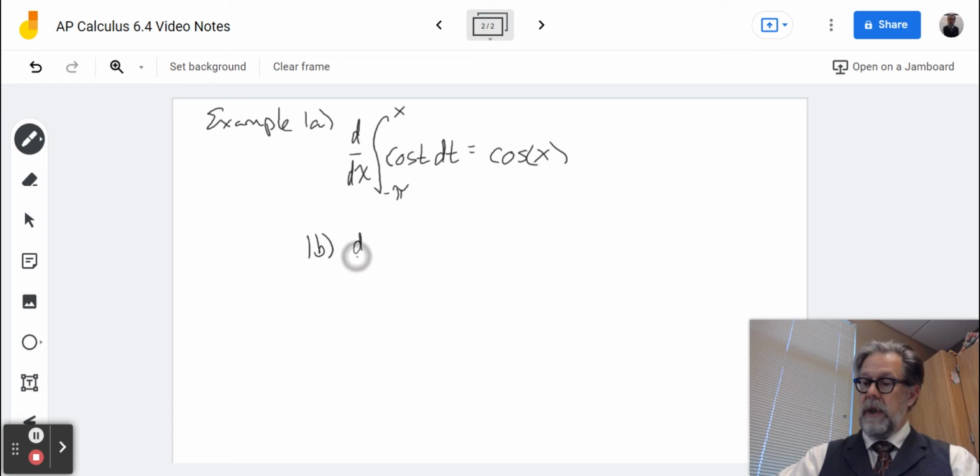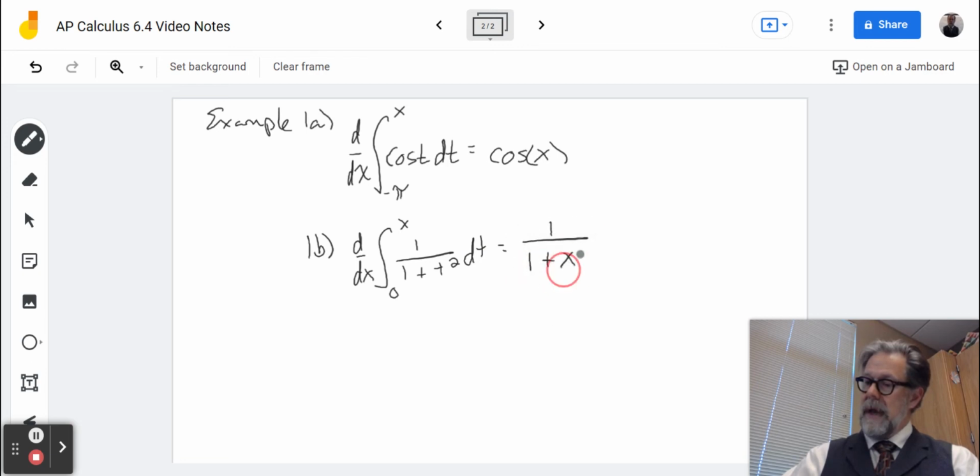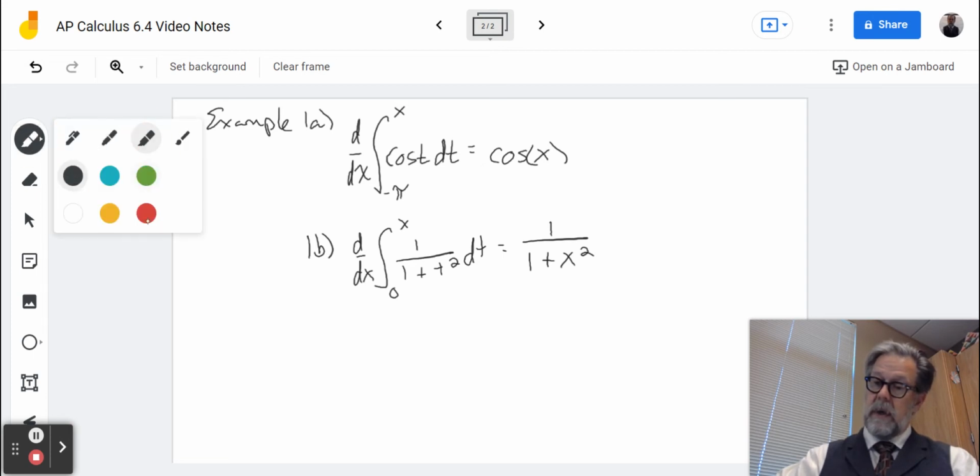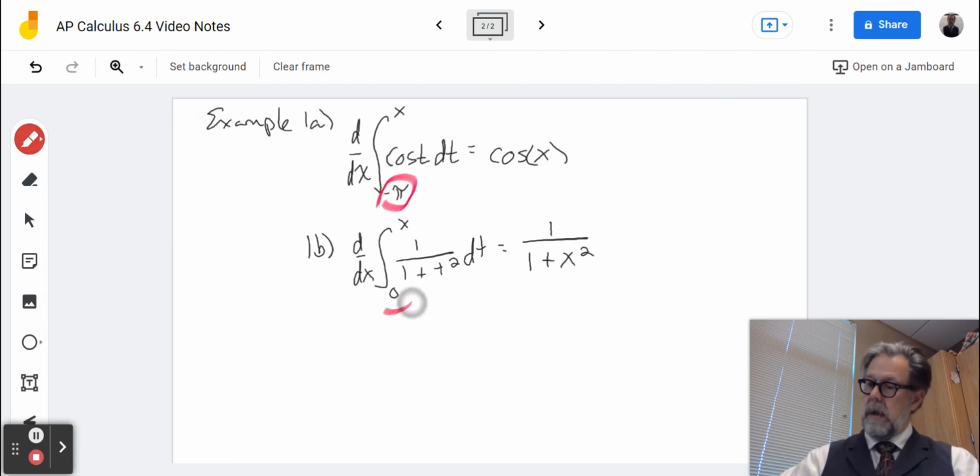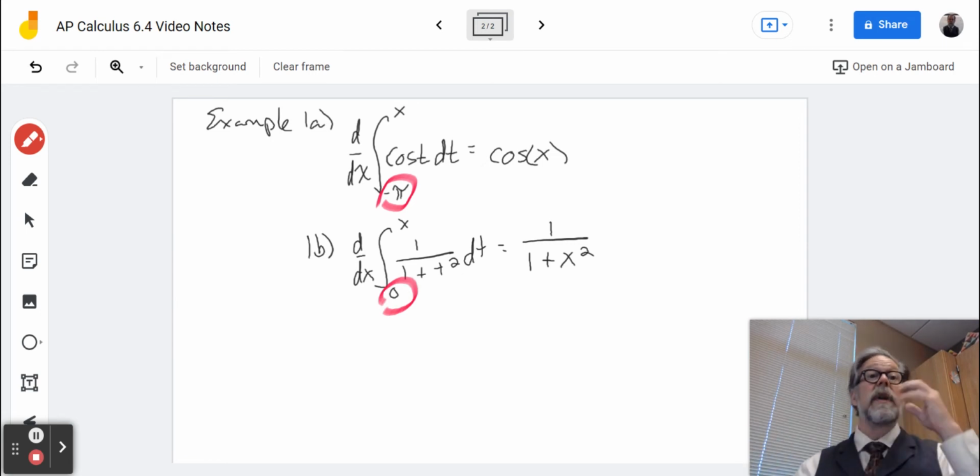Example 1b, find the derivative with respect to x of the integral from 0 to x of 1 over 1 plus t squared dt. And that's just equal to f of x. Notice that it makes no difference at all what that number is. And we talked about why in the previous section, and we'll get back to that again a little bit later. So if you don't remember that, it was video 5 of chapter 6.3. We talked about why that didn't matter.